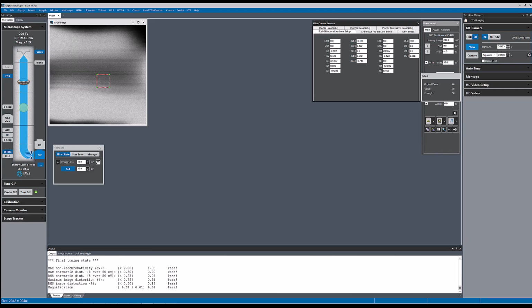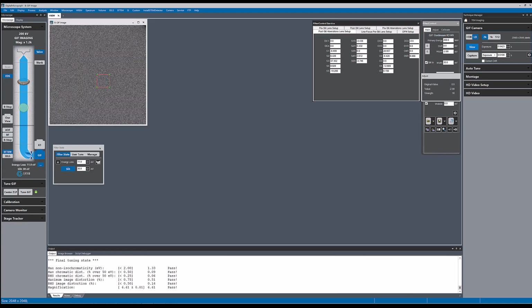Obviously when you do tune GIF, all of that is automated, but I just wanted to give you a breakdown of what's actually happening on the system when we hit that button, since it's a black box for everyone. Okay, so I'll leave it there and we can move on to the next lesson.